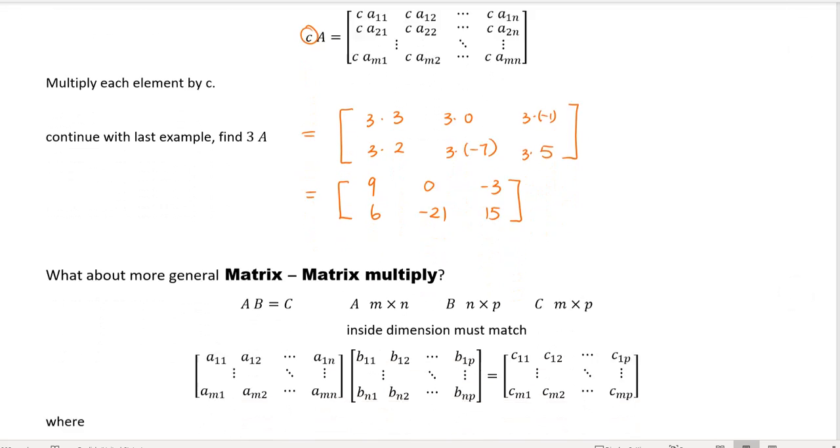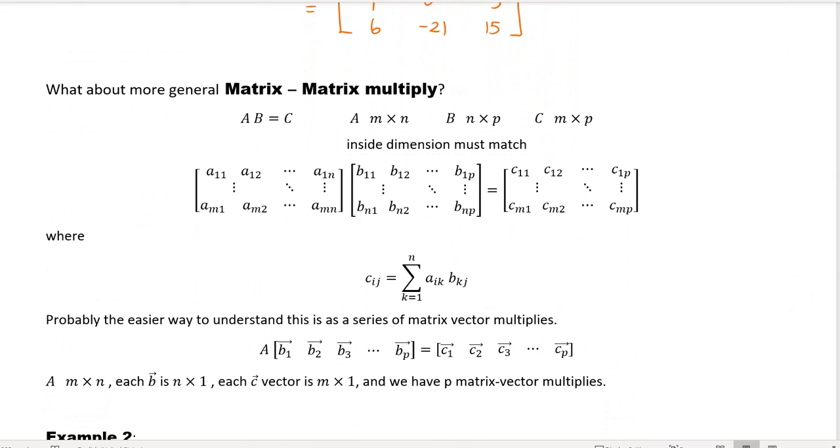Alright. How about matrix multiplication? So let's say A times B equals C. So we must make sure the inner dimensions match, and then the outcome, the result, is going to be the outer dimension. Right? Okay, so A is m by n. So here it means we have m rows and n columns. And then matrix B, we have n rows and p columns. The resulting C, we have m rows and p columns.